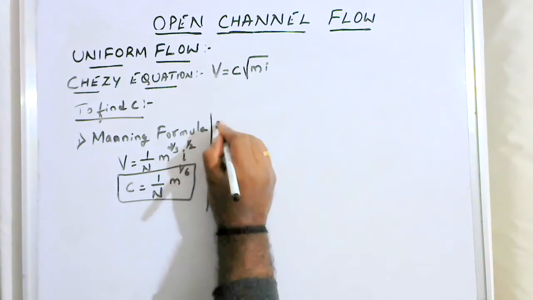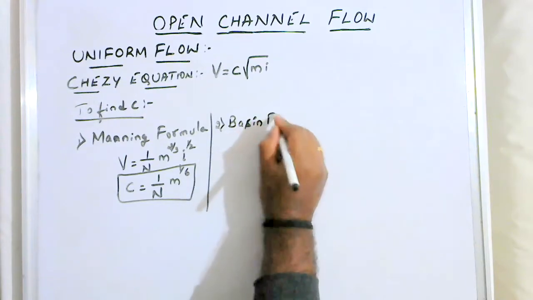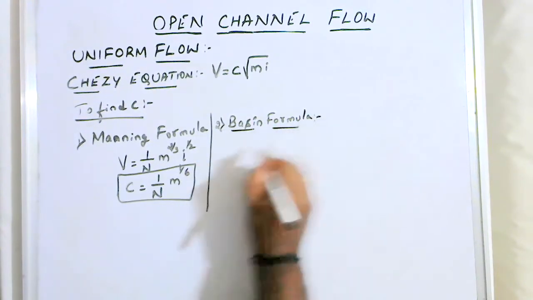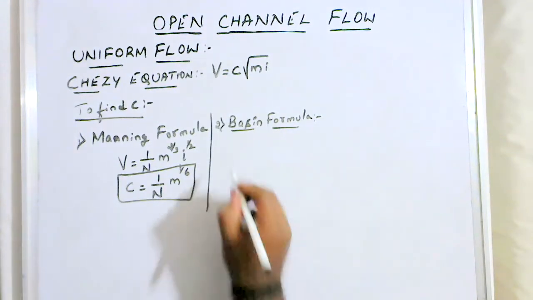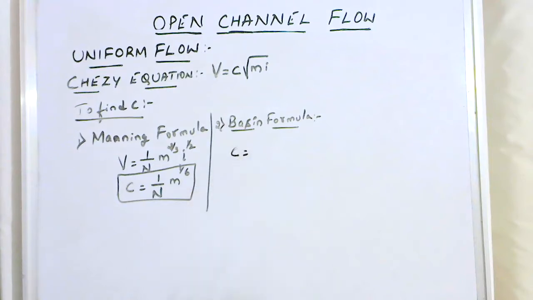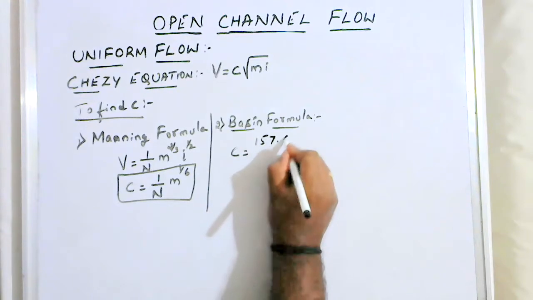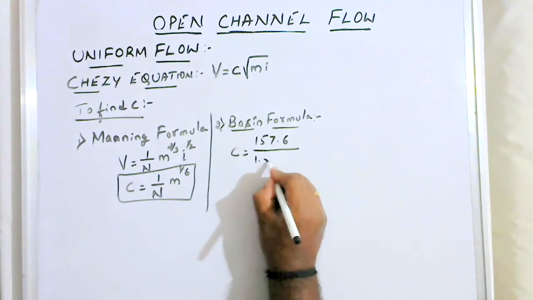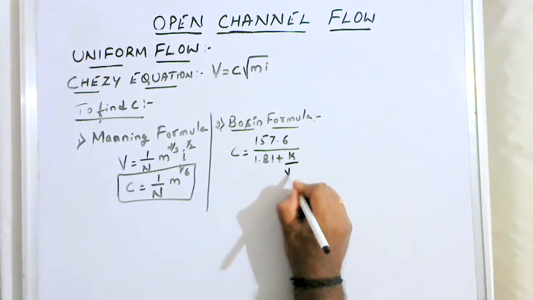The second formula is Bazin formula. The Bazin formula for the constant C is given by C is equal to 157.6 divided by 1.81 plus K divided by root m.